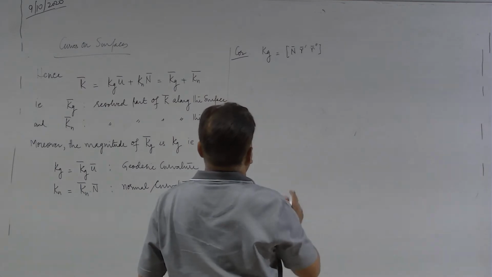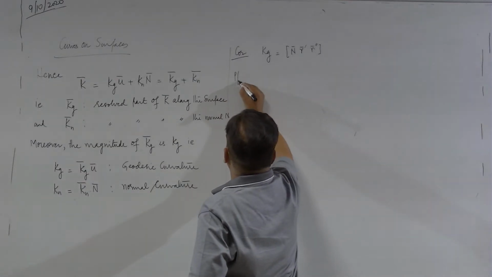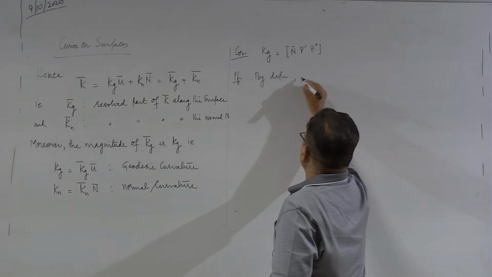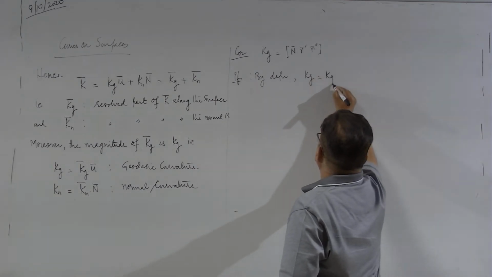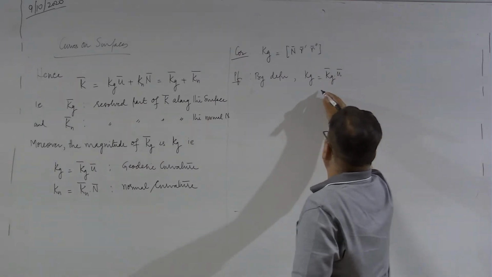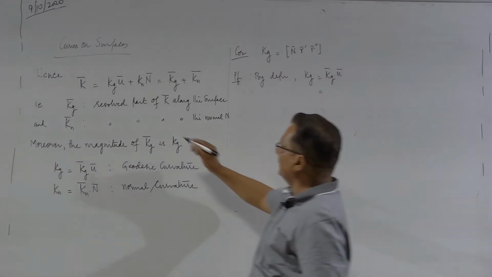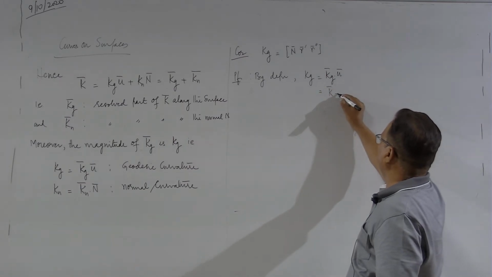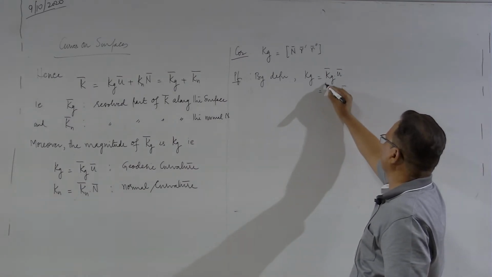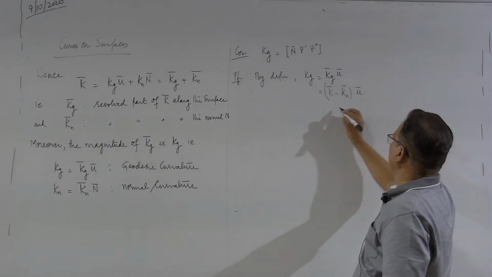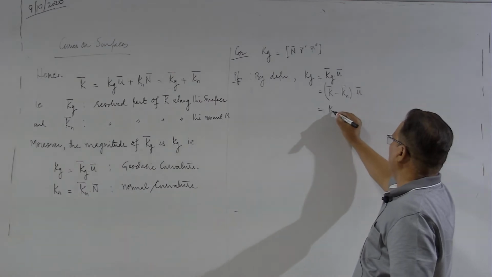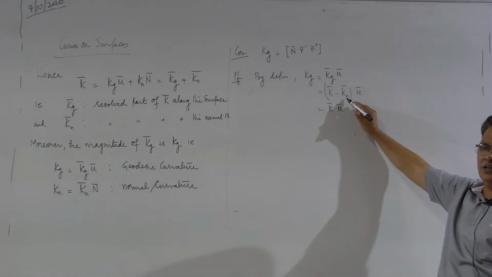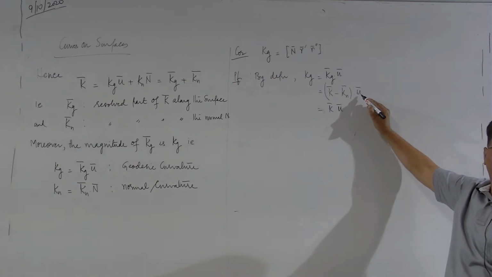Okay, so this Kg by definition I can prove it. By definition, Kg is given by Kg bar dot vector u, and Kg bar I can write down as, if you look at this relation number 1, vector k bar minus vector kn bar dot u. So, this becomes k bar dot u. Kn dot u will be 0 because Kn is a vector along capital N and u is perpendicular to n. So, this dot product will be 0.